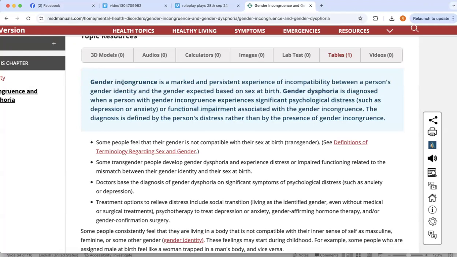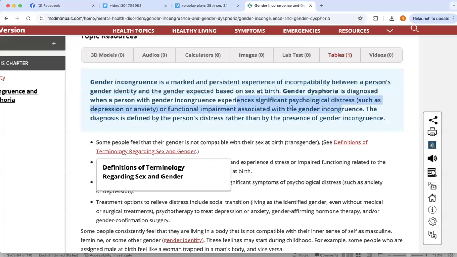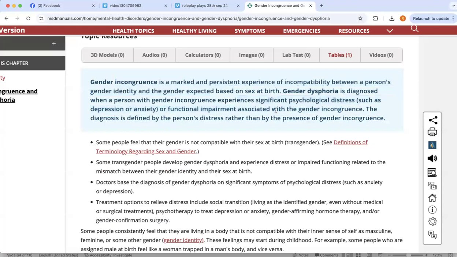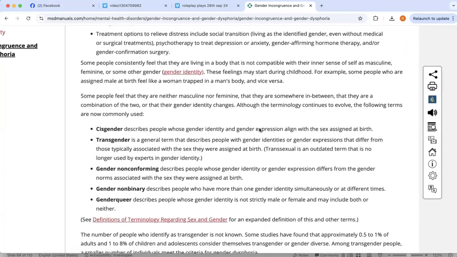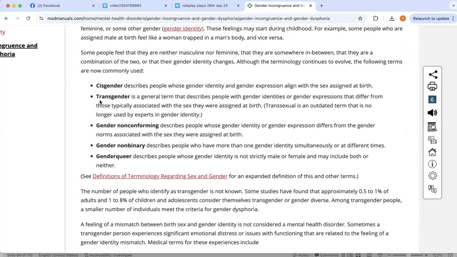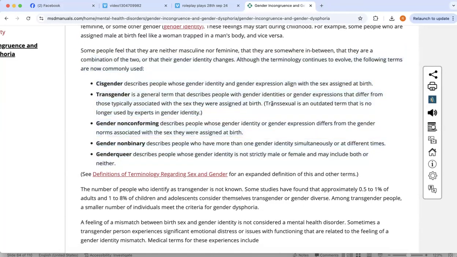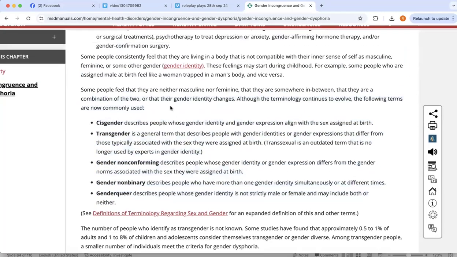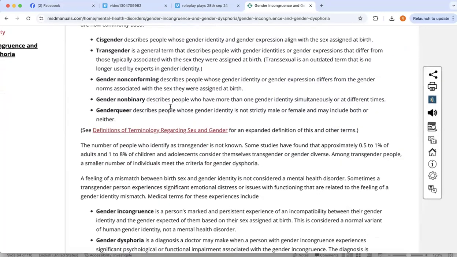Okay, so gender incongruence is that they have that feeling, but it's not marked psychological distress. But when a patient who has gender incongruence, that discomfort feeling, has significant psychological distress that affects their daily life, that's the time we call it gender dysphoria. So you can also have a look at what is cisgender, transgender, gender non-conforming, gender non-binary. There are lots of terms nowadays that we use, not super important, but it's worth giving it a read.